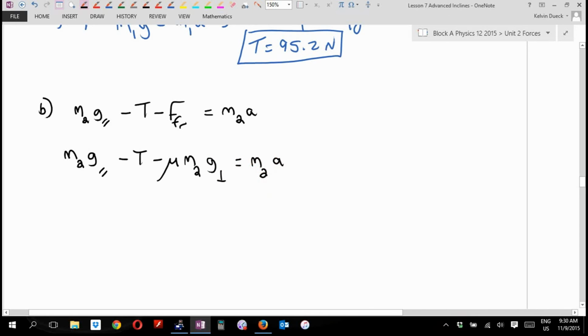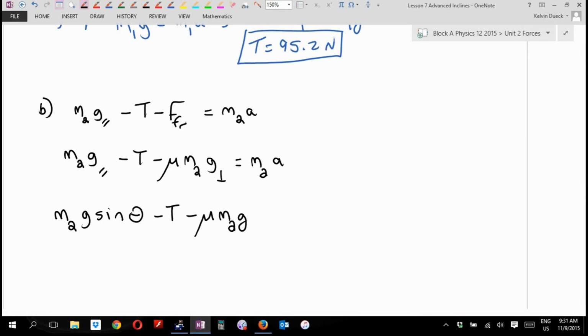Right? M2G parallel, two lines. Minus tension minus mu M2G perpendicular. It's not two lines. It's not sine. So what is it? Of course it is.